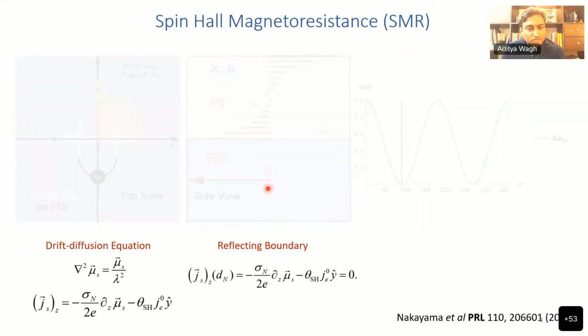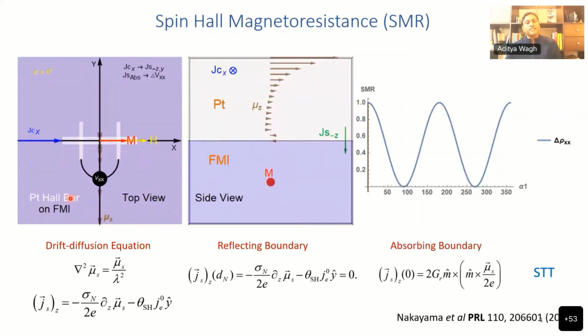Now, if you have magnetization beneath that makes an angle, so M and mu s are not parallel, then because of spin transfer torque you have this term and you get some current which gets absorbed at this interface. So when you solve this equation, you have to use one boundary which is reflecting and one boundary which is absorbing because of spin transfer torque. When you solve it, you can see that the spin accumulation is different from the previous case.